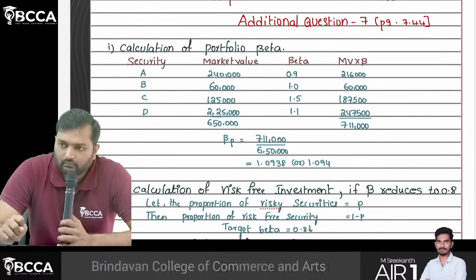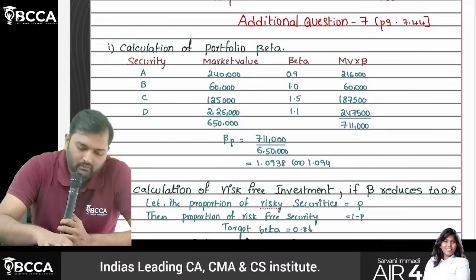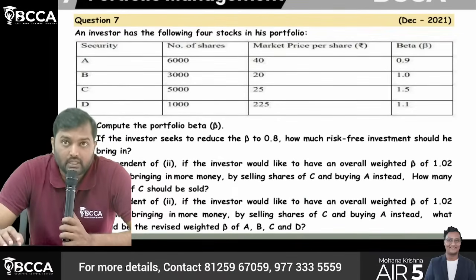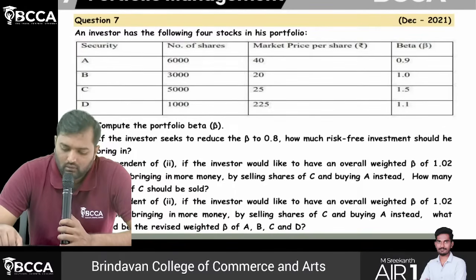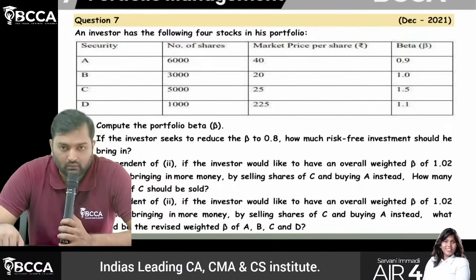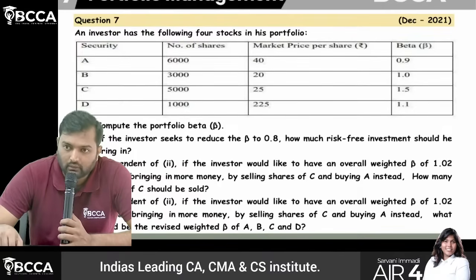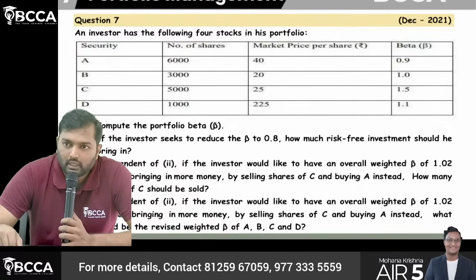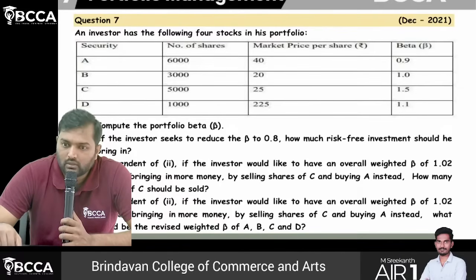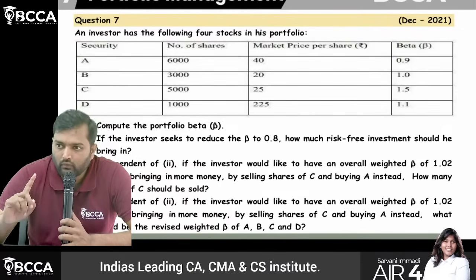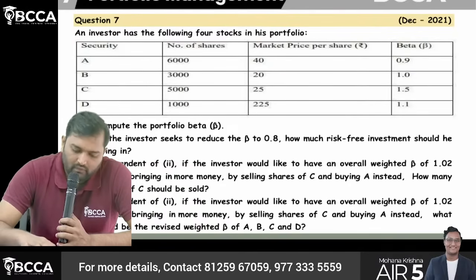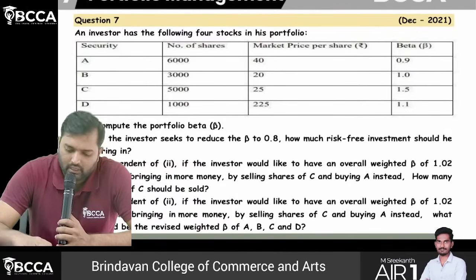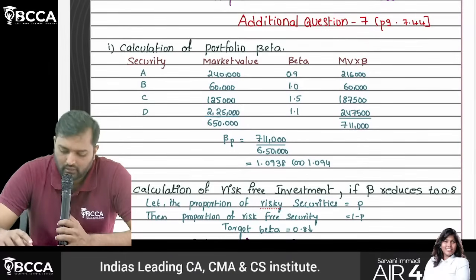Clear? See the second part of the question. If the investor seeks to reduce the beta to 0.8, how much risk-free investment should he bring in? Portfolio management main question number 11 is also same. If you solve this question number 7, it includes portfolio management main question number 11. So if the investor seeks to reduce the beta to 0.8, what is the target beta? 0.8. What is the present beta?